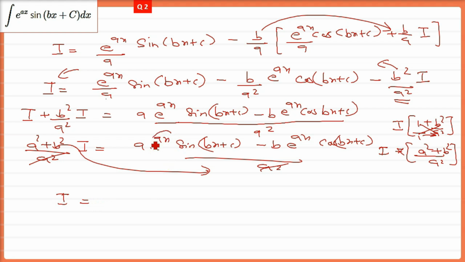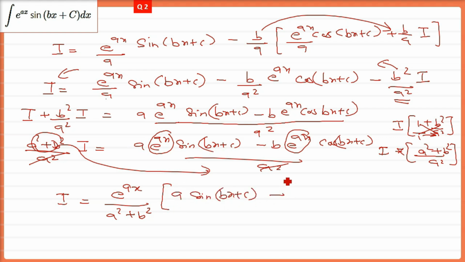So e raised ax can be taken common. So e raised ax I am taking common. A square plus b square can be brought in the denominator, and the inside will be a sine bx plus c and minus b already there cos bx plus c. Alright. So this is an indefinite integral, so you have to add a constant of integration. Okay, this is how this will be solved or proved.